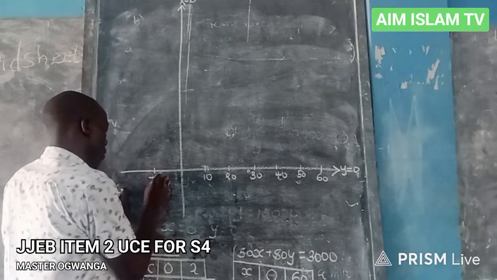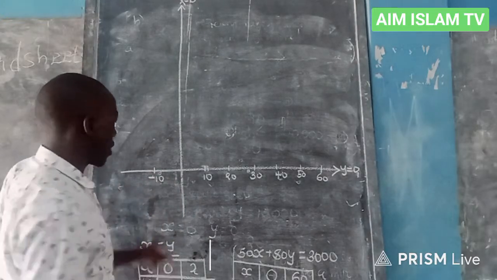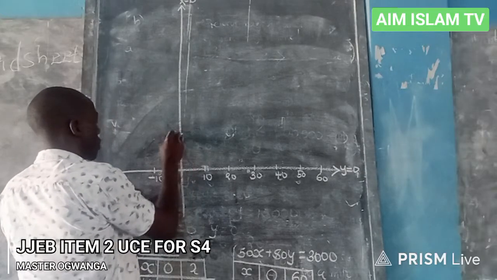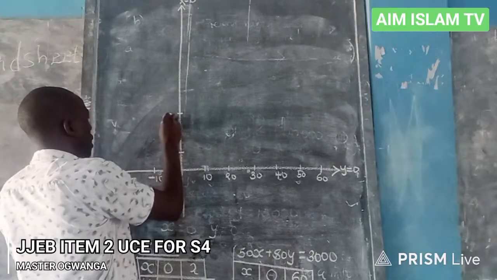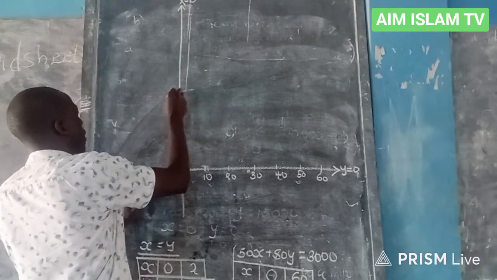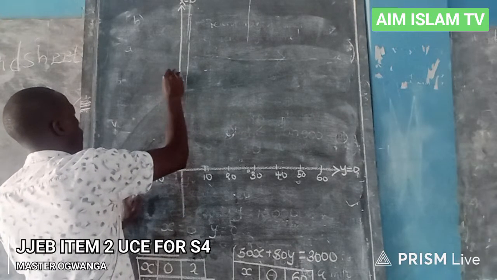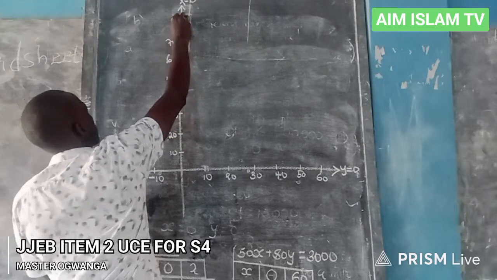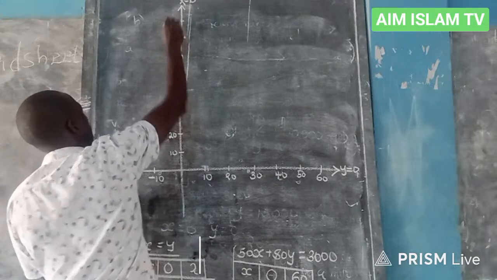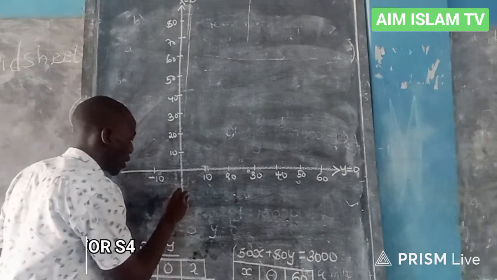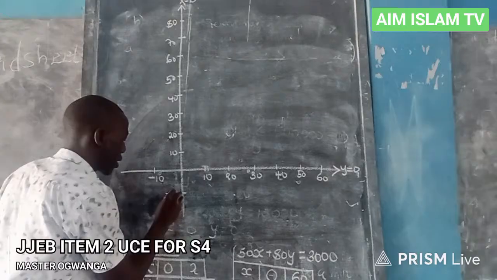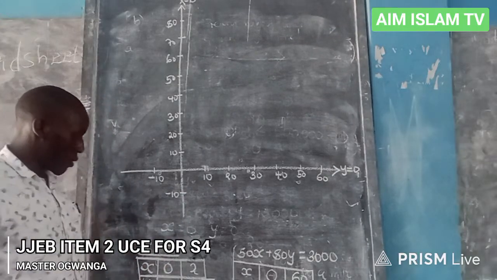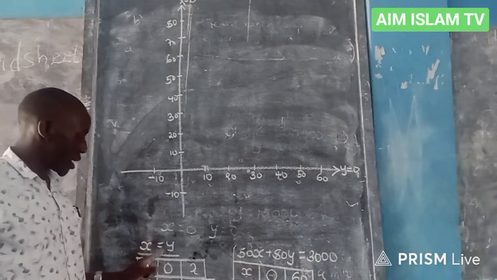I may also put here some negative. Then we also come up here. This is the 10, 20, third, fourth, fifth, sixth, seventh. Maybe I go up to 8. Still, I can add in here some negative values. Then we can plot our lines.